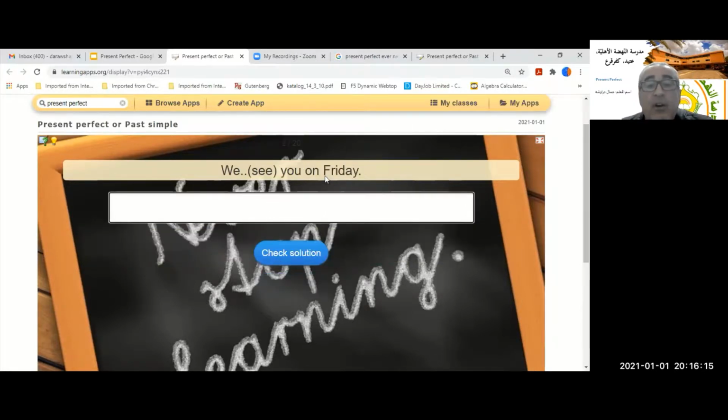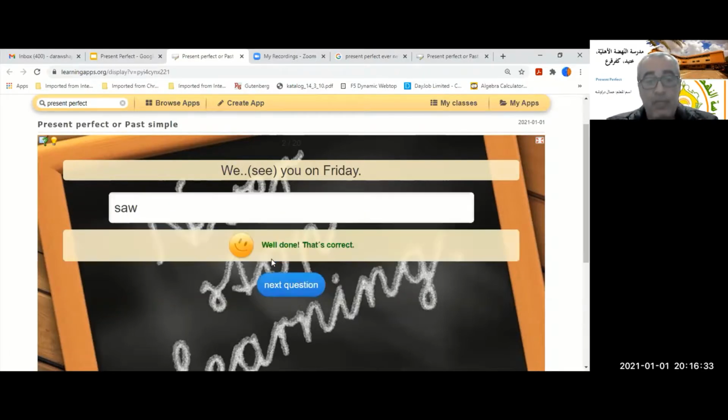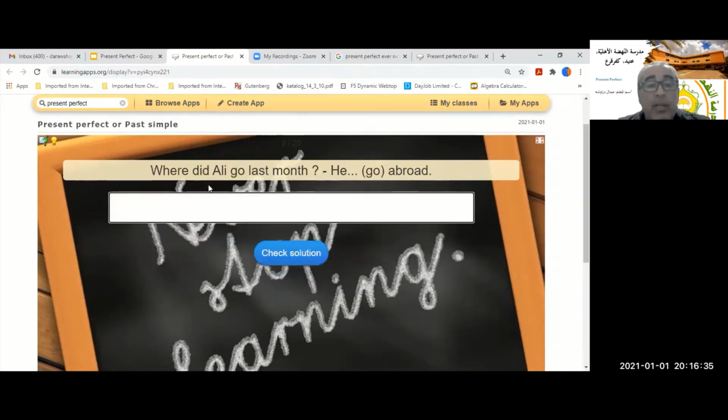We see you on Friday. Now pay attention, if we have a specific time expression, we have to use the past simple, not the present perfect. We, what's the past simple of see? Exactly. Good. Where did Ali go last month? Last month, past simple. So the question is in the past simple, the answer must be in the past simple. He abroad. Exactly, he went abroad. Good.